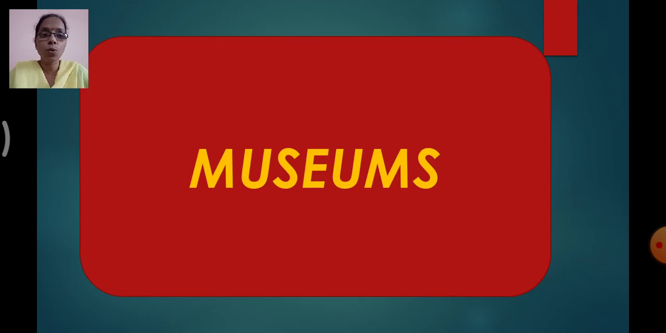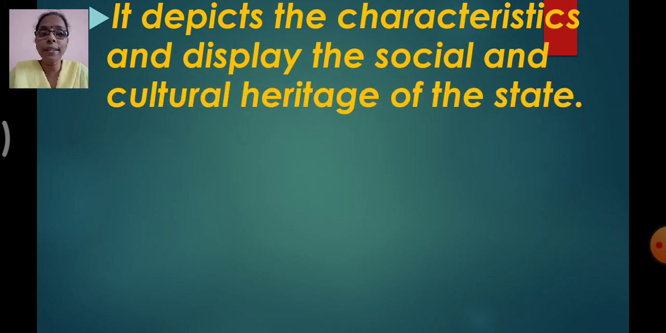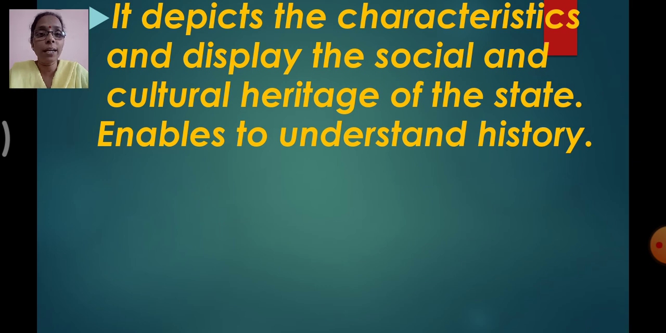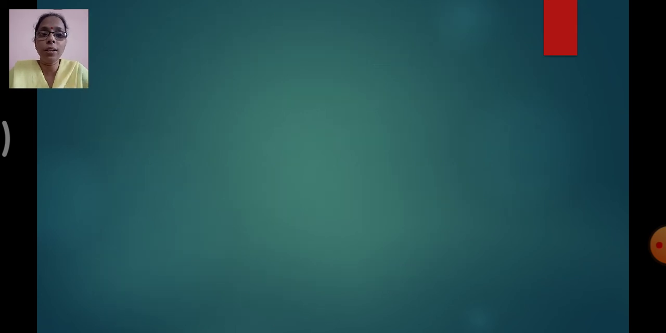And the next source is the museums. Now how do museums play an important role? The museums depict the characteristics and display the social and cultural heritage of the state. You'll find that there are many things preserved in a museum, and they depict the social and cultural heritage and wealth of that particular state, and also enable us to understand the history. And some private collectors also set up their own museums. Some of them have the hobby of collecting certain things based on certain themes, and they have their own museums. So museums are based on notes, lamps, nutcrackers, cricket equipment, anything, right? Accordingly they depict the heritage of that particular state.